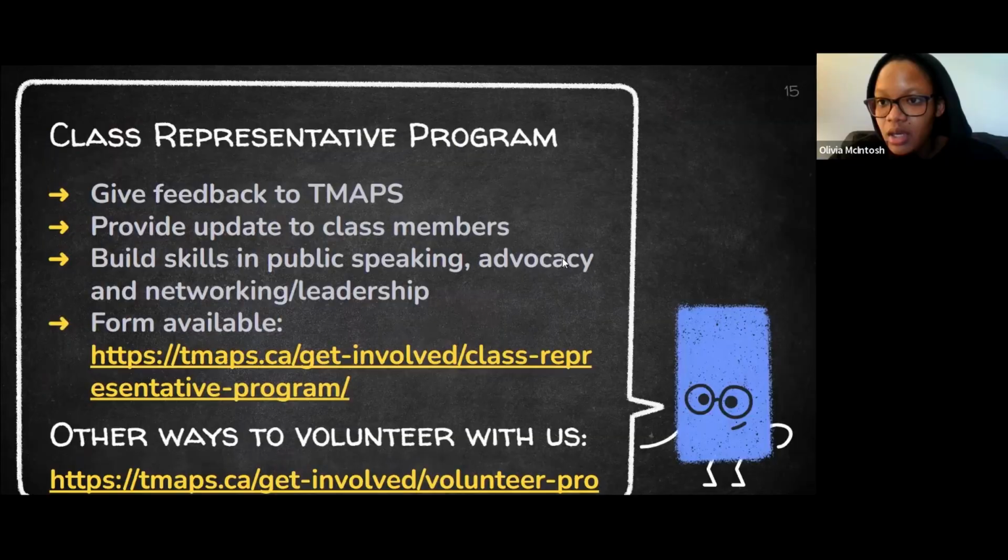Next is the Class Representative Program. The class reps are student volunteers who represent us, Tmaps, in their courses. The class reps are responsible for informing their course on upcoming events hosted by us and campaigns, and connecting students to us for services, information, and or support. The class rep is also responsible for representing their course during Tmaps general meetings.